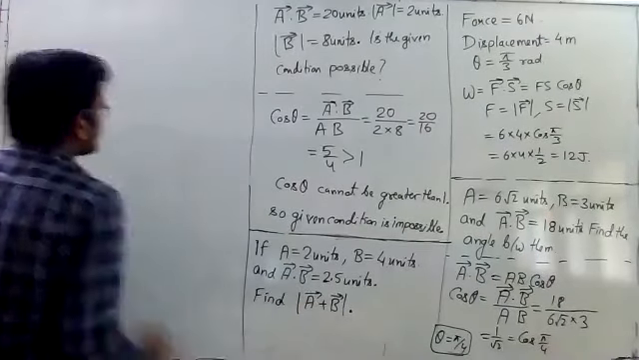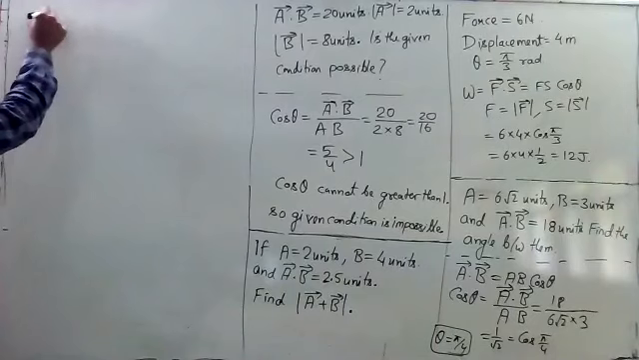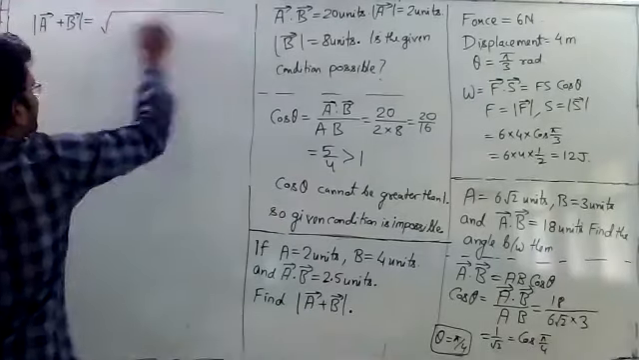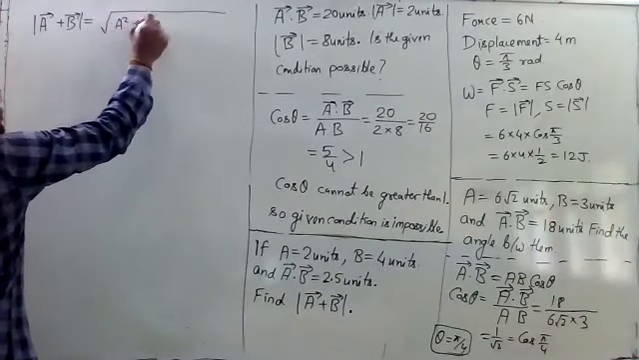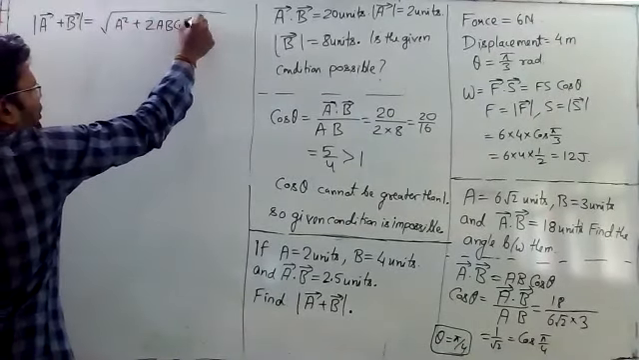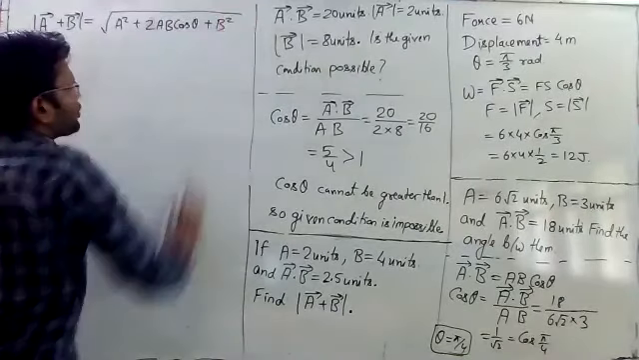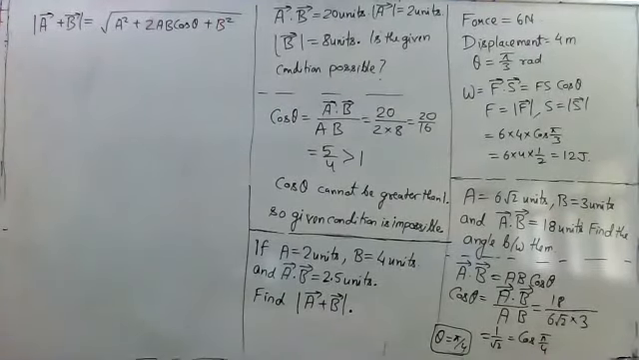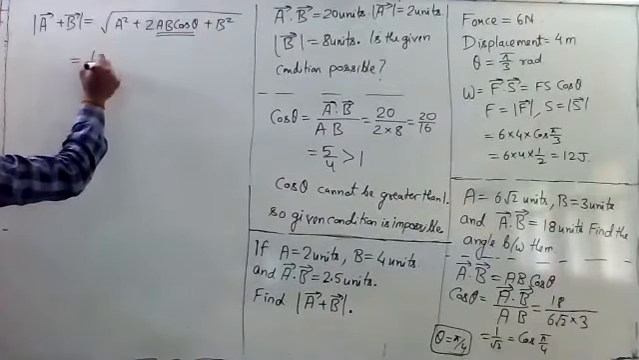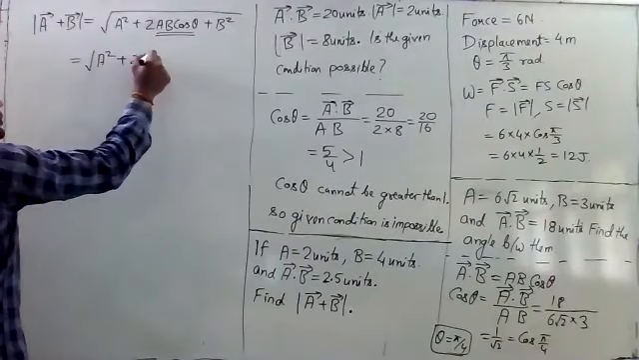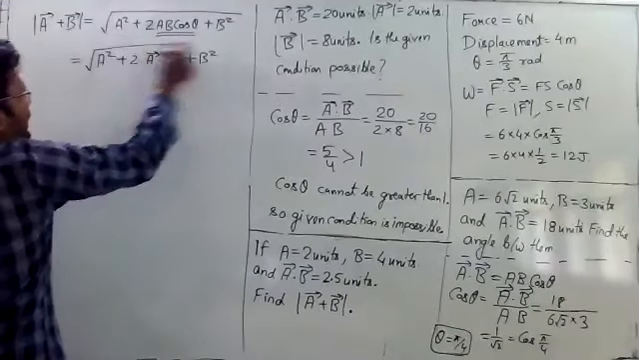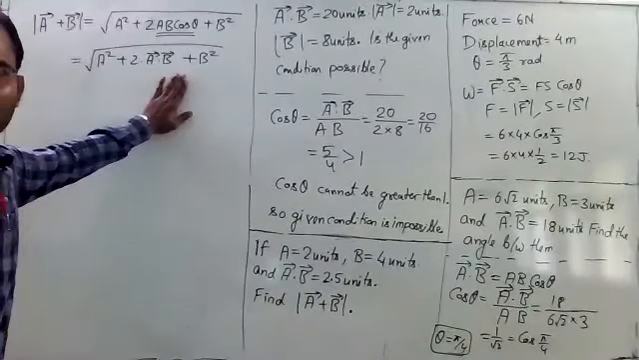What is the magnitude of A plus B? Magnitude of A plus B is root of A square plus 2AB cos theta plus B square. Now I think you have got the hint how to do it. AB cos theta means what? A dot B, right? So that is going to be root of A square plus 2 times A dot B plus B square. I can write the magnitude of the sum of two vectors in this format also. This format is also correct.